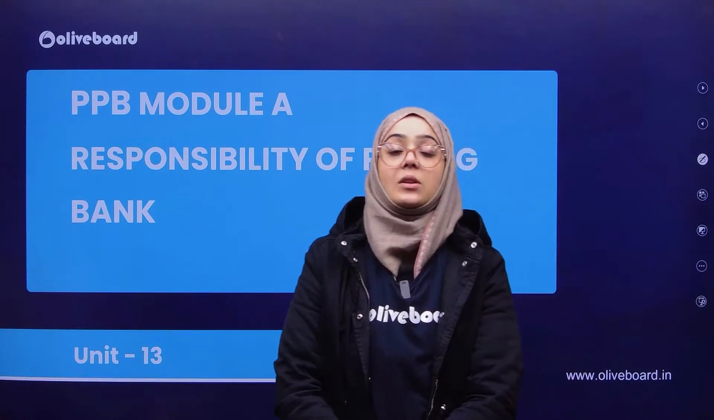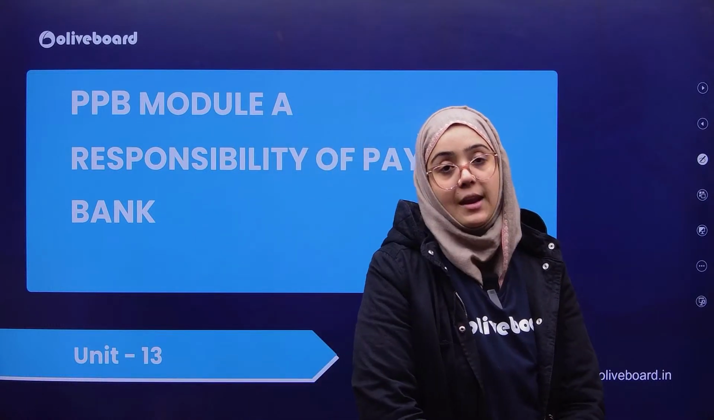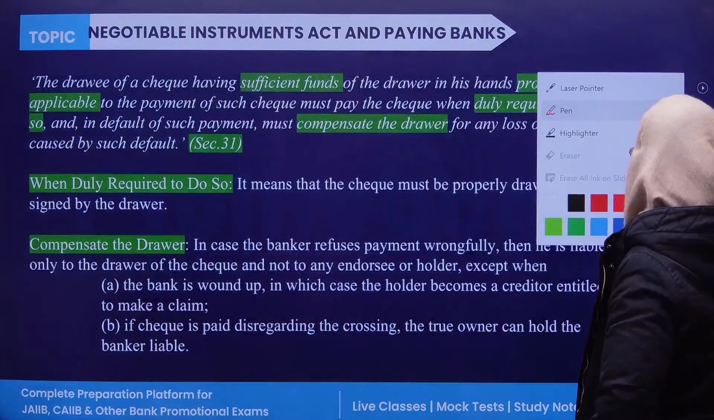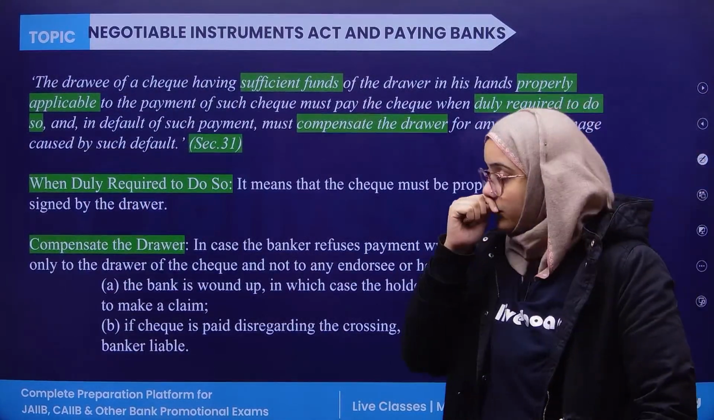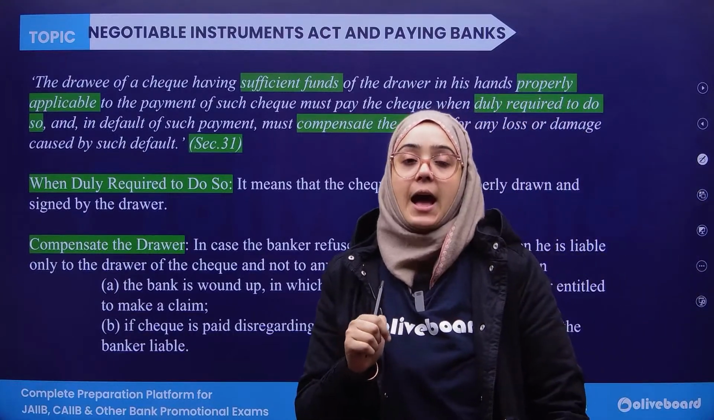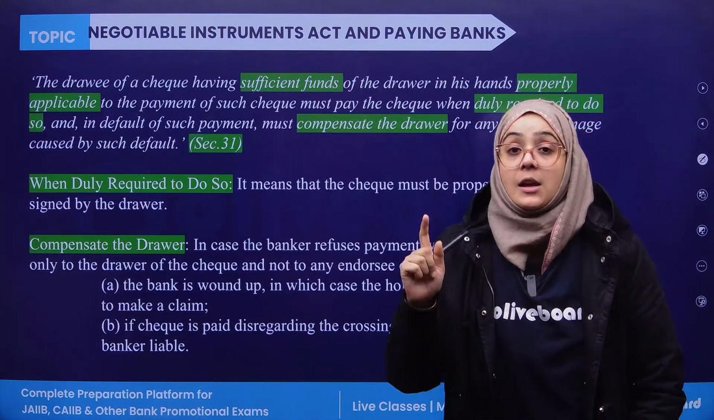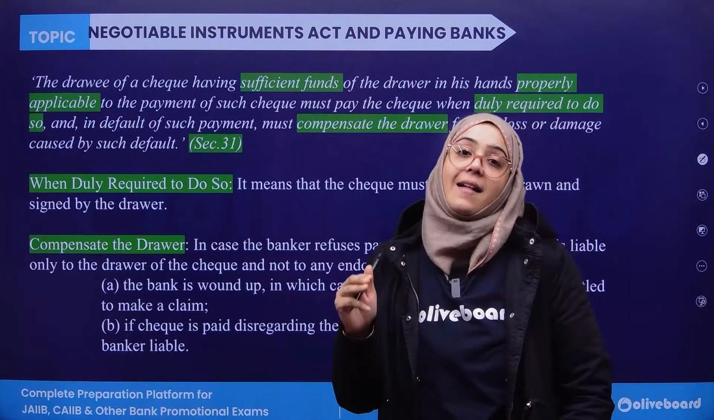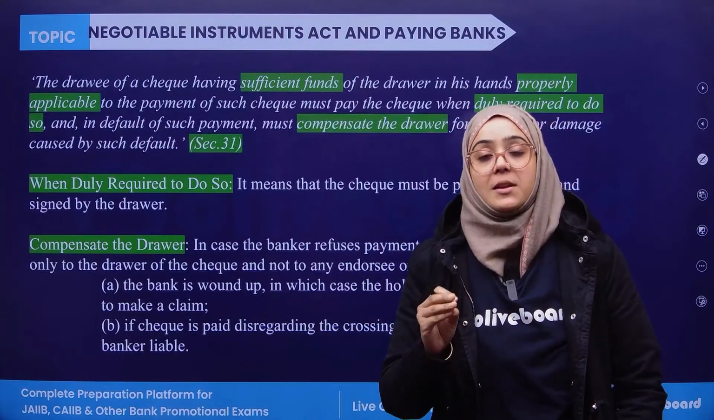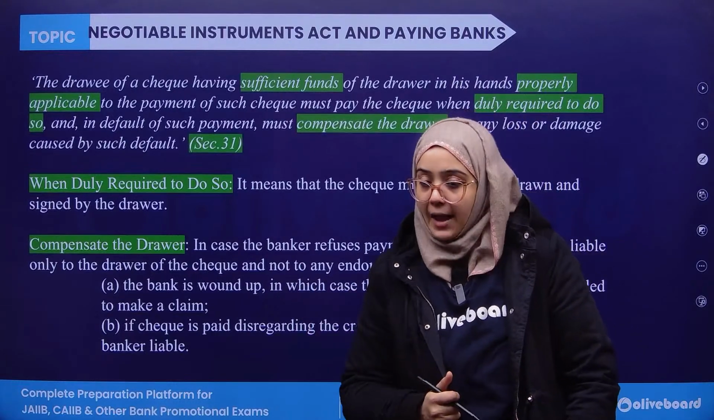Today we are going to discuss the responsibility of paying banker. This is Unit 13, PPB Module A. Let's start discussing. The very first thing is the Negotiable Instrument Act. You all know the Negotiable Instrument Act deals majorly with three kinds of negotiable instruments: check, promissory note, as well as the bill of exchange, right? These are the major three negotiable instruments mentioned in the Act.